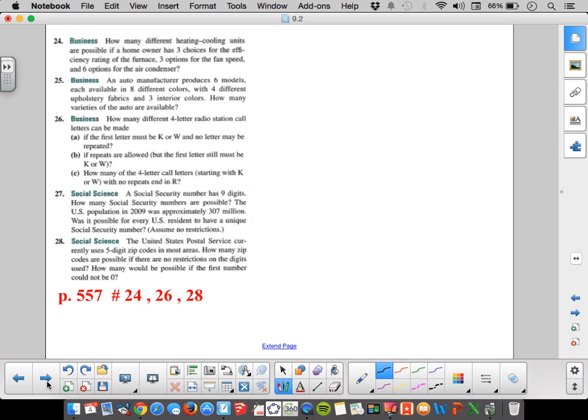Number 24 says how many different heating cooling units are possible if a homeowner has 3 choices of efficiency rating and 3 options for the fan speed and 6 options for the condenser. Well, how many different heating and cooling units are possible would take, according to our multiplication principle, our 3 choices for efficiency times our 3 options for fan speed times our 6 options for the condenser. 3 times 3 is 9, times 6 is 54. So we would have 54 different possible units.